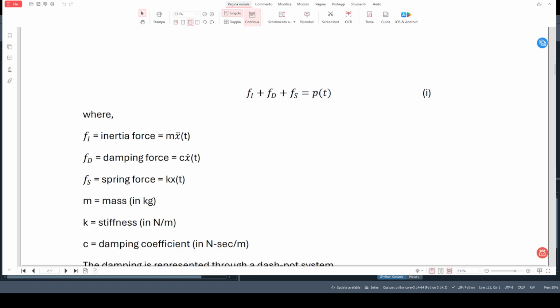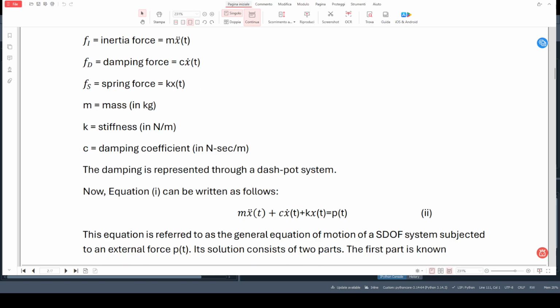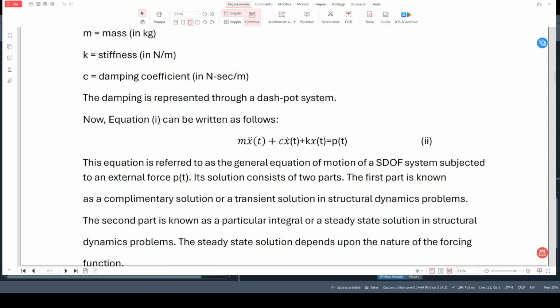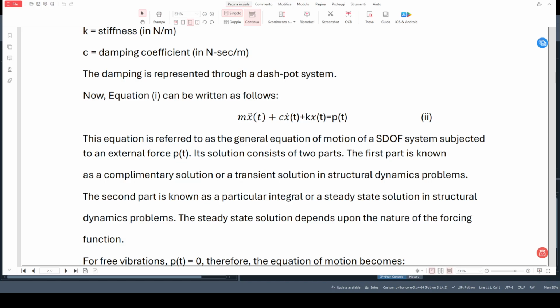Fe is the inertial force, equal to mass times acceleration, Fd is the damping force, equal to damping coefficient times velocity, and Fs is the spring force, equal to k, the stiffness of the spring, times displacement. So the first equation we can write in this way: mass times acceleration plus c, the damping coefficient, times velocity plus k times displacement x equal to P(t).